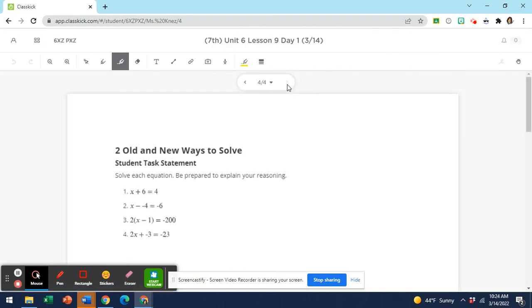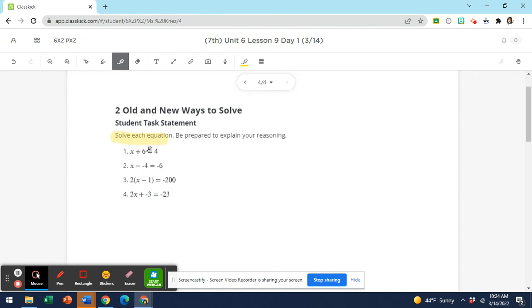Slide 4 was the main activity for today. In slide 4, I asked you to solve each equation and be prepared to explain your reasoning. Now remember, to solve each equation is to find out what x is equal to, or what number could be replaced with x. So what number plus 6 equals 4? What number minus negative 4 equals 6? And so on. Your directions are to complete slide 4 on your own.